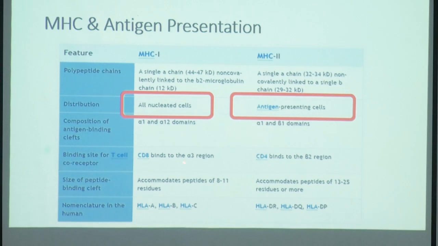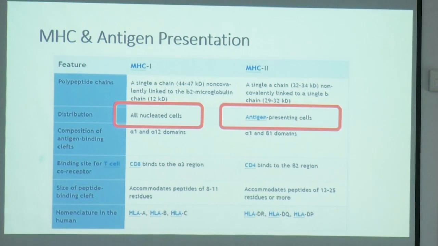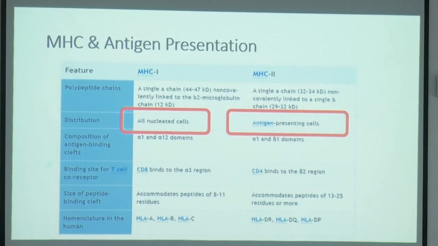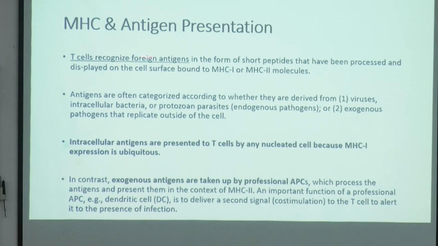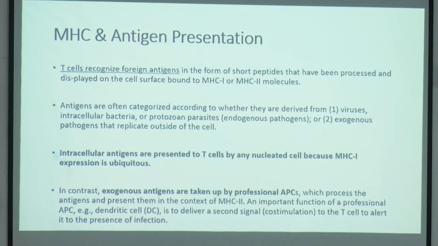Now, MHC1 molecules will bind to CD8 and MHC2 will bind with CD4. This is the main two parts that you must remember. The T cells recognize foreign antigens, then the antigens are categorized based on what they are derived from, either viruses, bacteria, or parasites, or it could be exogenous pathogens that replicate outside the cell. Intracellular antigens are presented to the T cells by nucleated cells because of MHC1 and its expression is ubiquitous. Ubiquitous means always, everywhere.